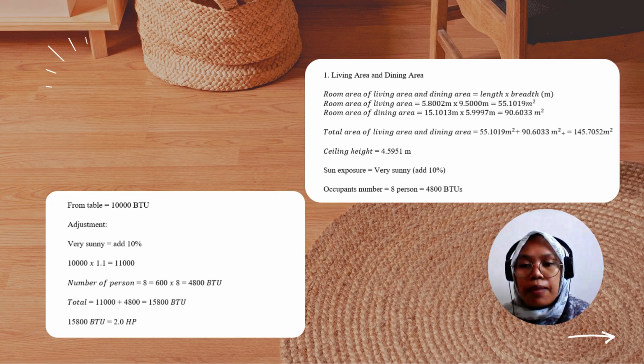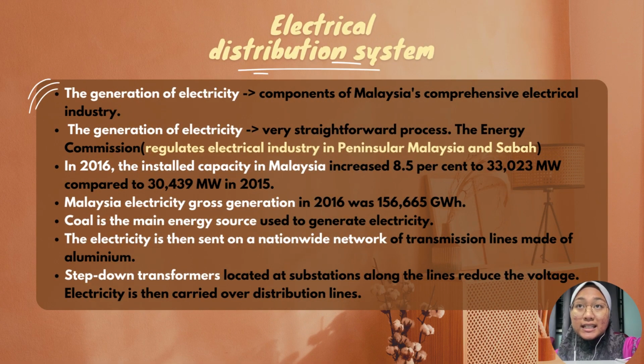The electrical distribution system. The generation of electricity as well as its transmission, distribution and retail sale are all components of the nation's comprehensive electrical industry. The generation of electricity follows a very straightforward process that involves the conversion of several energy sources. The Energy Commission regulates the electrical industry in Peninsular Malaysia and Sabah. Sarawak's electricity industry is governed by the state government.